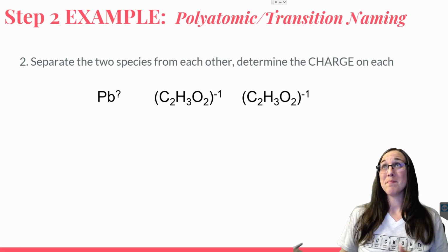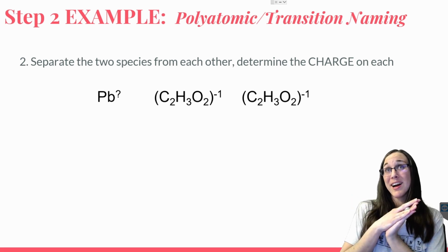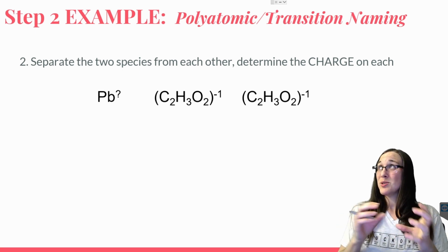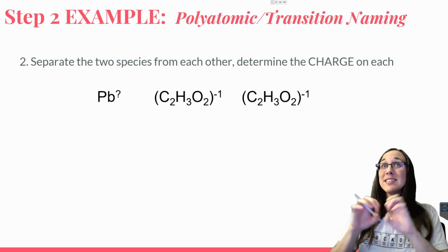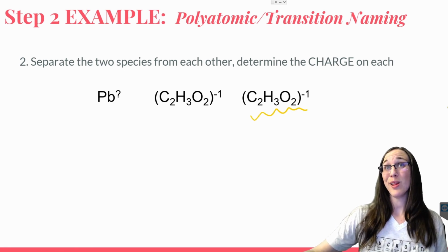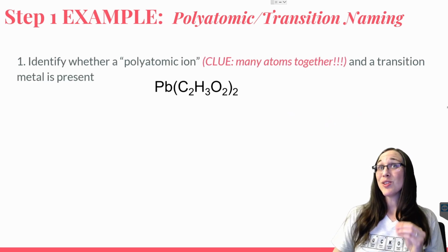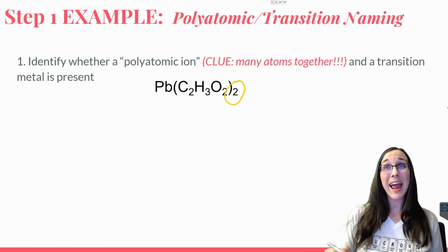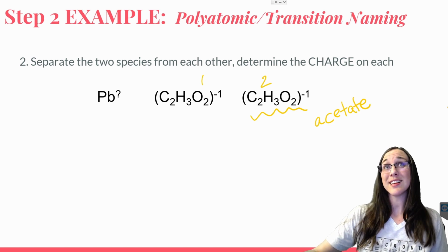So now we have to mash together the steps that we used for transition metal naming with our polyatomic ion naming. The easiest way to do this is to separate the 2 species from each other, so the 2 different atom types, our metal and our polyatomic ion, separate away from each other to determine the charge on each. This gobbledygook of a polyatomic ion right here is called acetate, and we have 2 of those. So if you look at this, we have 2 whole cookies of acetate present for every 1 atom of lead present. That's why I drew 1, 2 cookies of acetate present.